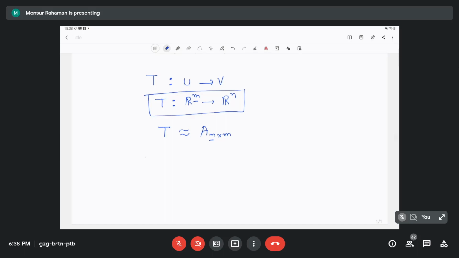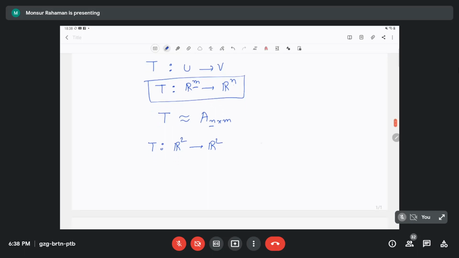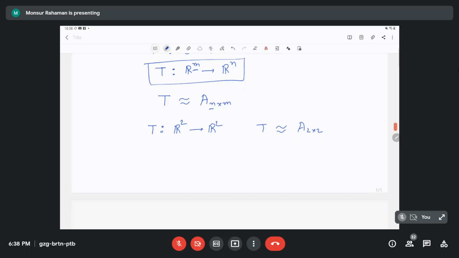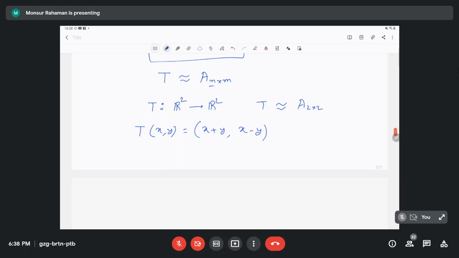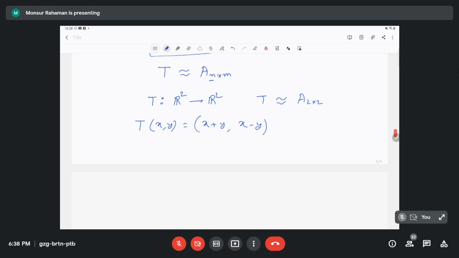ठीक है, suppose I'm taking a simple linear transformation from R2 to R2. Okay, so obviously it will be a matrix equivalent to a 2 cross 2 matrix. Okay, so I'm giving a definition: x plus y and x minus y. You can check this is a linear transformation. Okay, it will follow the condition. So now let's check which matrix it is equivalent to.